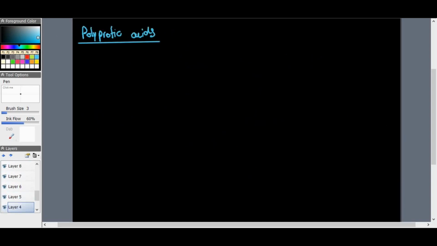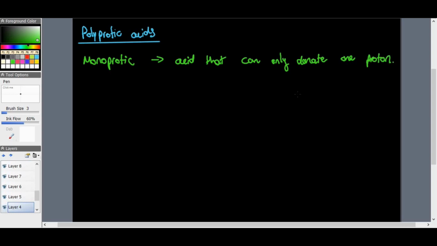Okay, the next term is polyprotic acids, alright? In other words, there's more than one word that has the word protic in it. We got a few of them. Okay, let's start with the first one. We get monoprotic. Now monoprotic is the term that's given to an acid that can only donate one proton. And obviously we saw an example of that in HCl. It's only able to donate. Can't do anything more than that.